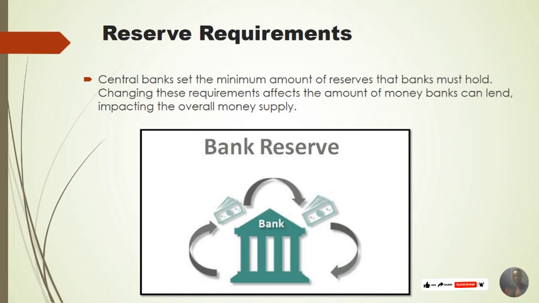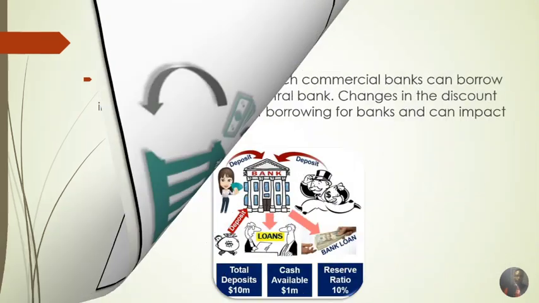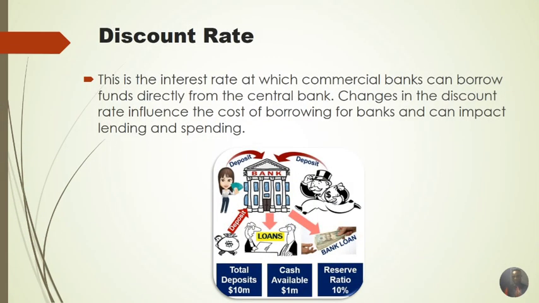If the reserve requirement is high, there will be less money in circulation. When the reserve requirement is lower, there is more money in circulation, and banks can lend more money. Okay, then we have what you call the discount rate.